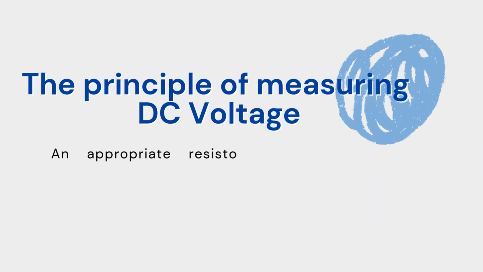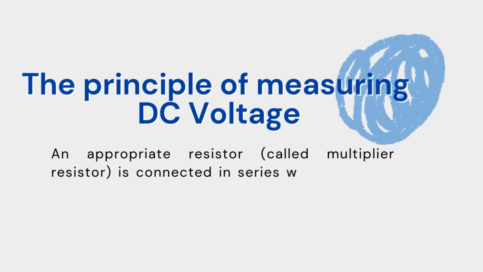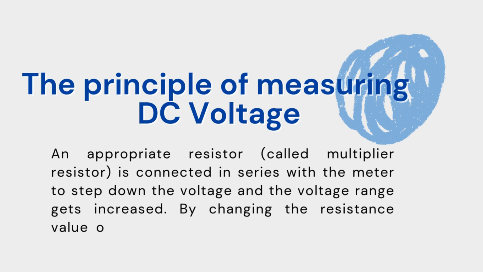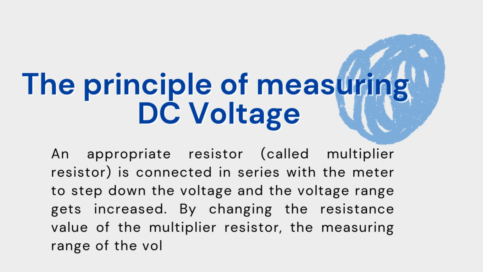The second principle is the principle of measuring the DC voltage. An appropriate resistor, which is also called multiplier resistor, is connected in series with the meter to step down the voltage, and the voltage range gets increased.